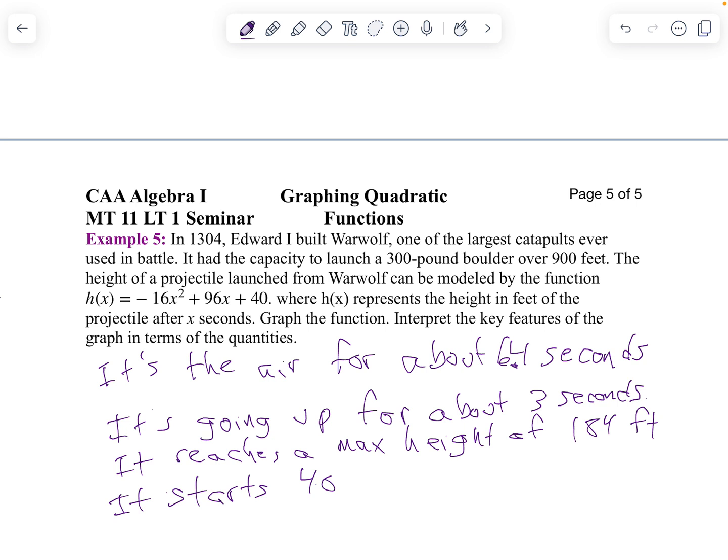So they had to get that 300-pound boulder 40 feet in the air first. Then they're going to launch it. And when they launch it, it'll take about 6 seconds to hit its target, which to me is an awful long time for a weapon. Okay. And that's what we want to see. Tell me where it starts. Tell me the maximum height. Tell me how long it's in the air. Those will be the key features of an application problem that we have there.